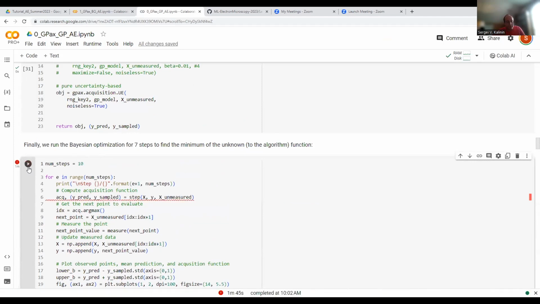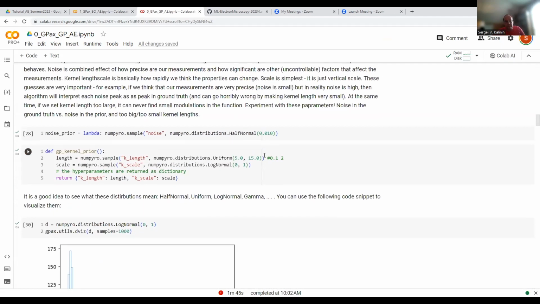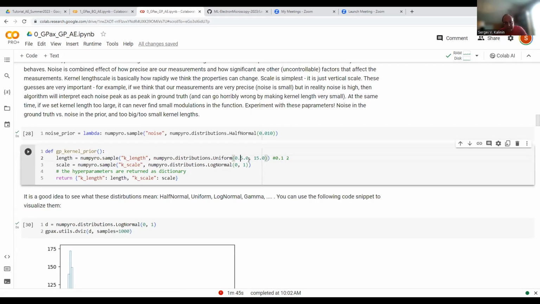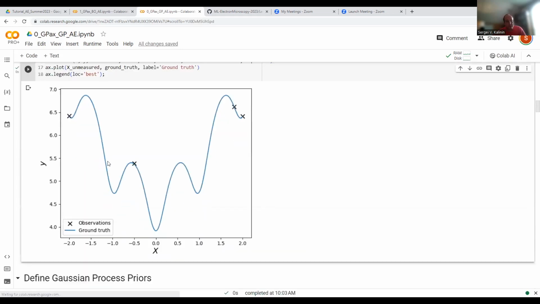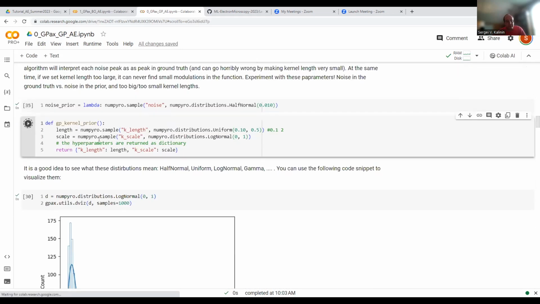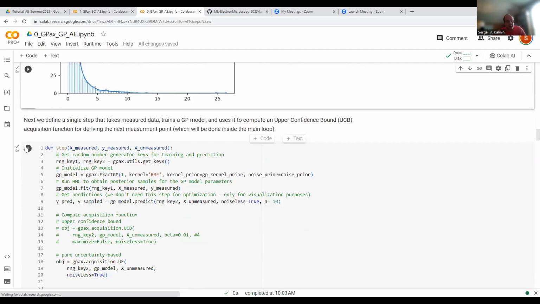So let's try to do the opposite thing. Now let's assume that we tell our algorithm that our kernel length scale has to be fairly small. So it can be, for example, from 0.1 to 0.5. So let's see what happens in this case. Another interesting thing would be, let's run it twice: one time for the measurements with the low noise, and one time for the measurements with the high noise. So let's see what happens in this case.